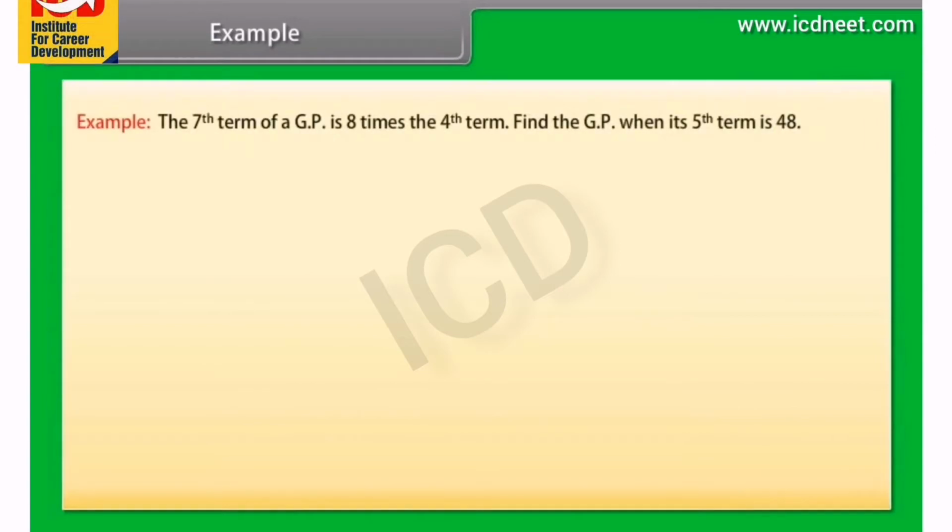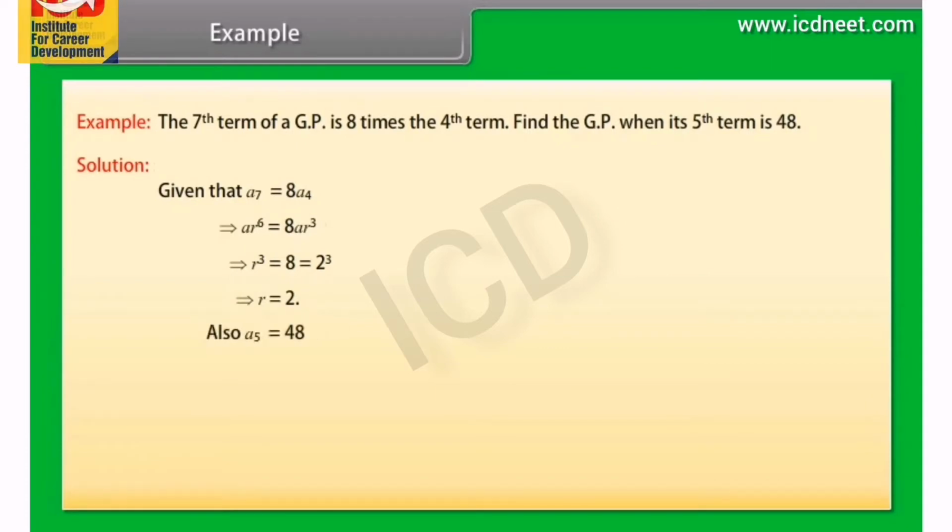Example: the 7th term of a GP is 8 times the 4th term. Find the GP when its 5th term is 48. Solution: given that a7 is equal to 8 into a4, it implies a into r raised to power 6 is equal to 8 into a into r cube. It implies r cube is equal to 8, which is equal to 2 cube. It implies r is equal to 2.